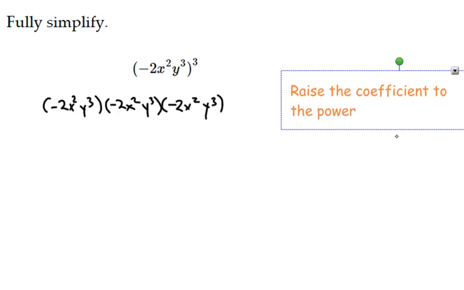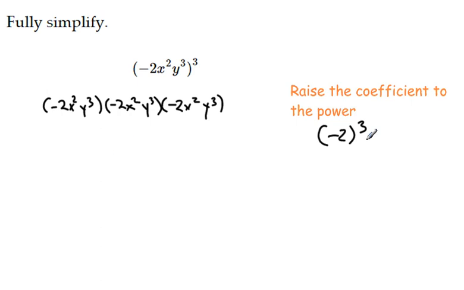What you want to do is raise the coefficient to the power first. So we're going to raise negative 2 to the third power. And that's going to give us what? Negative 8, correct? That's because you're doing negative 2 times negative 2 times negative 2. So you get negative 8.